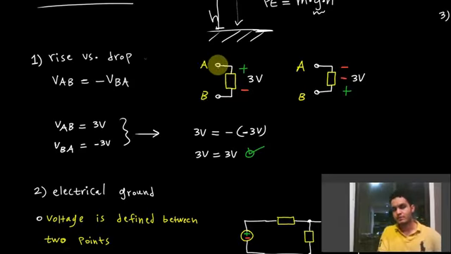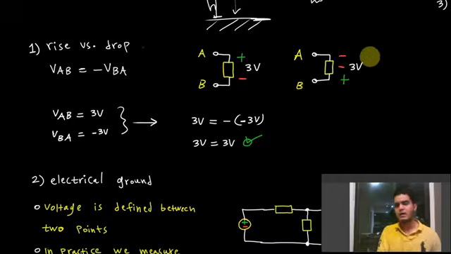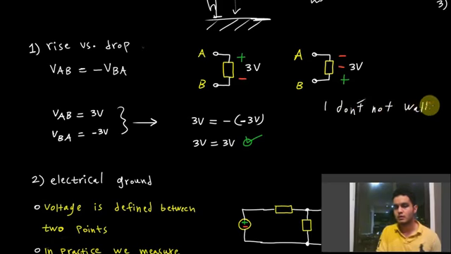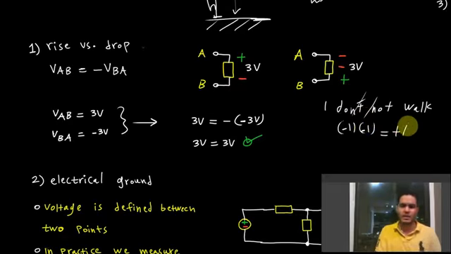So if I have a drop from A to B, and the polarity is defined in this manner, if I flip the polarities now, I could say there's a rise of negative 3 volts as I go from A to B. This might be initially confusing, but you can also think about it as negation in the English language. So if I say I don't not walk, that is the same thing as canceling these two negatives. So -1 times -1 equals +1. That's sort of how I like to think about it. So I do actually, in fact, walk.